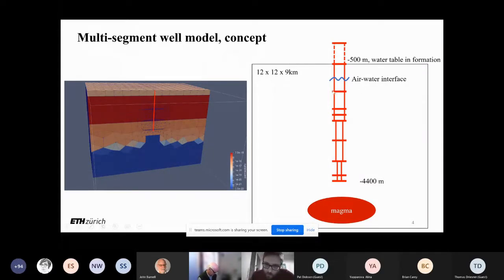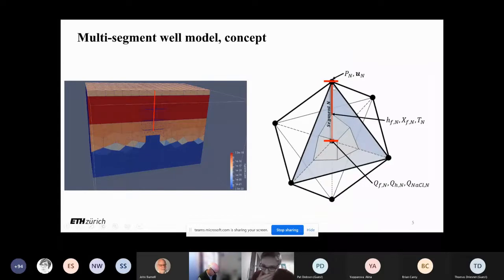Now, to represent those segments, earlier in the presentation from Alina, you saw the well was just located in nodes. Here you have a mesh made of tetrahedral elements, and at the edges of those elements you have nodes. Those segments of the well are going to connect two nodes of this mesh. And in those elements, you have the primary variables of the well.